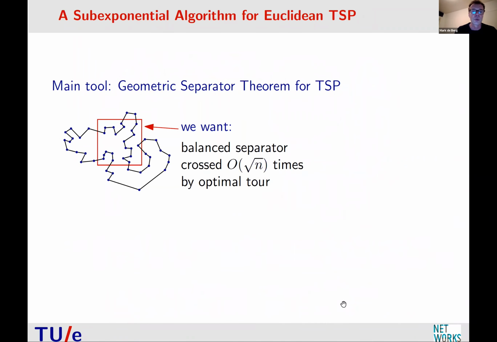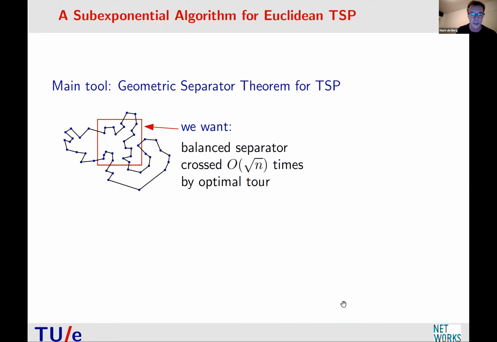Okay, so that was the lower bound. How do we get the upper bound? Well, the main tool is another geometric separator theorem. What I want is to take my optimal tour and argue that there's a separator that is crossed only few times by the optimal tour, and then work recursively on the inside and on the outside. First of all, I claim that such a separator exists. Note that I don't know the tour, so it might be tricky to actually compute it, but I want to argue that at least it exists.